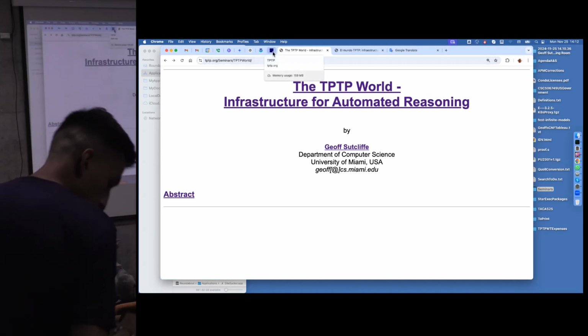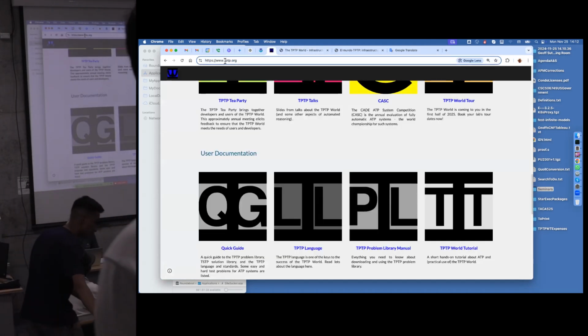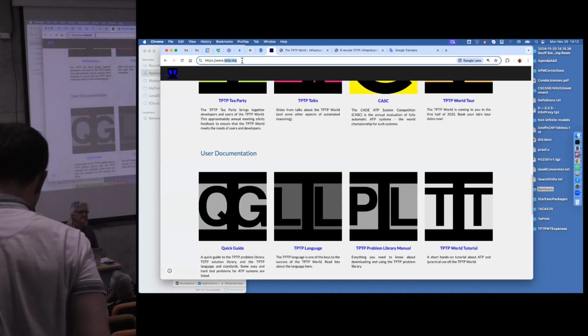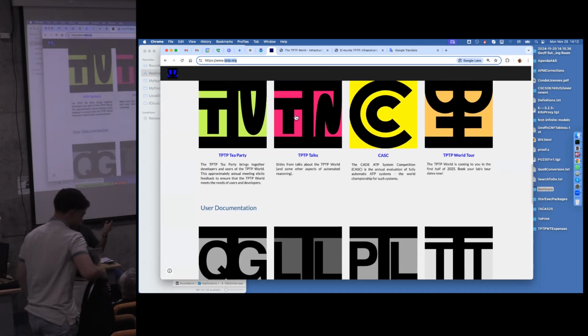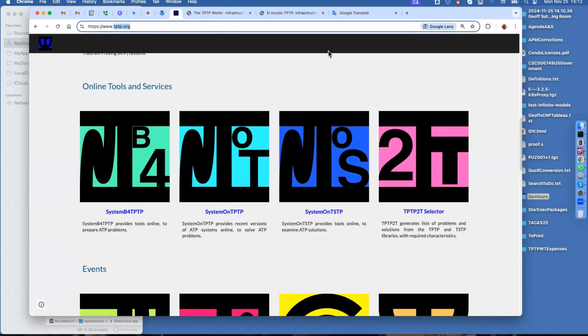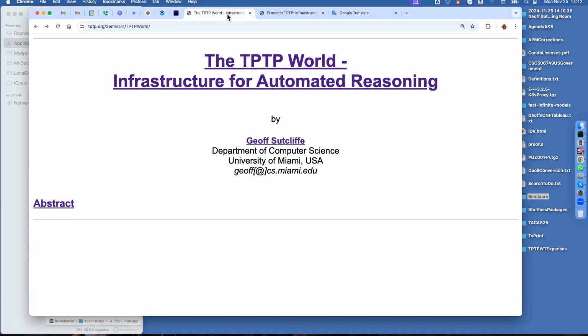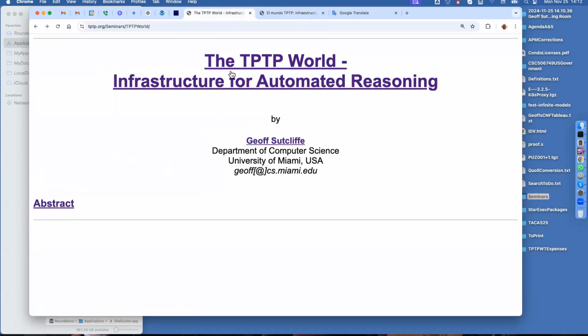Here's what you do. If you go to the internet on your phone, this is your new page, tptp.org. Inside here, all my talks are here. All the software, all the data, everything is connected here. So you don't need to worry about remembering anything. You can find it. And also, I can do it in Spanish. Thank you, Google. Right, but I do it in English.